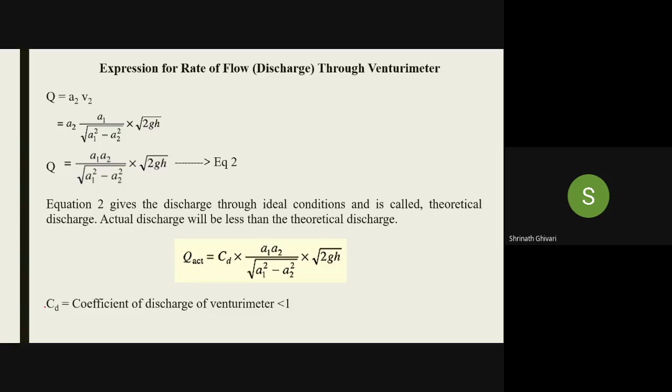Derive an expression for rate of flow through Venturimeter. They may write volumetric rate of flow, or flow rate, or rate of flow, or discharge. Anything it may be, but you should remember that rate of flow, discharge, volumetric flow rate and flow rate are the same.